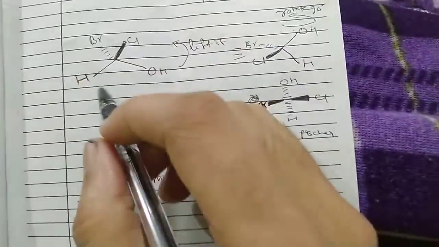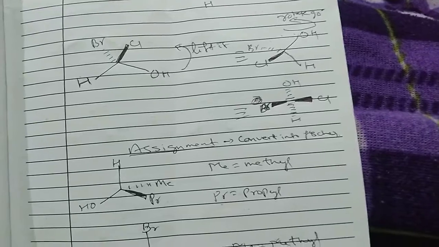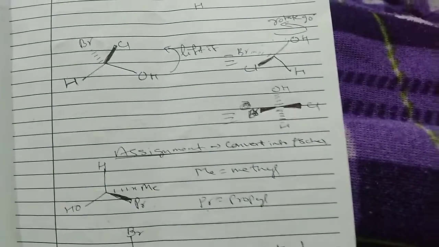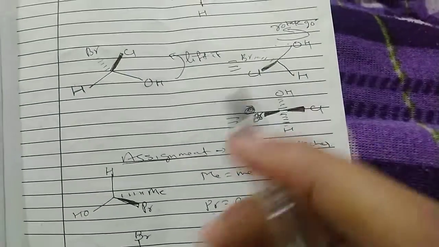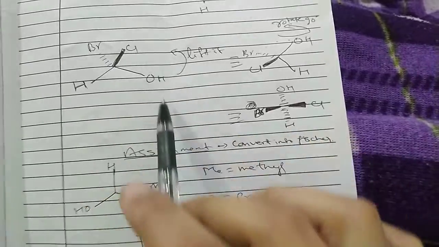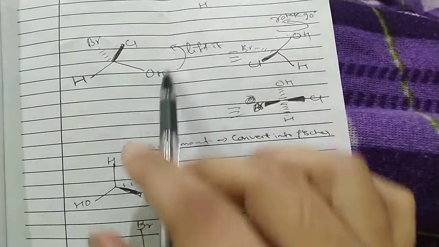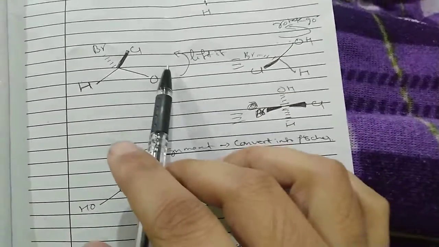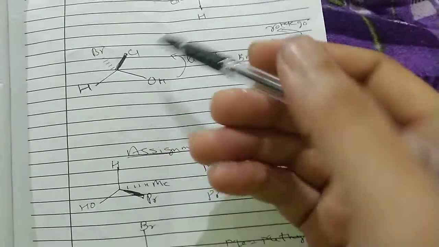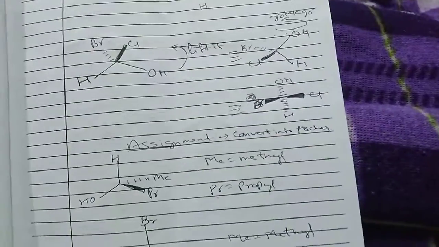Sometimes people can ask you crazy questions, something like they will ask you this and tell you to make the Fischer projection formula. Now again, this is very easy. Basically you want one horizontal line, one vertical line, one horizontal line. Vertical lines means both of them have to be away from the viewer. Horizontal line means both of them have to be towards the viewer.